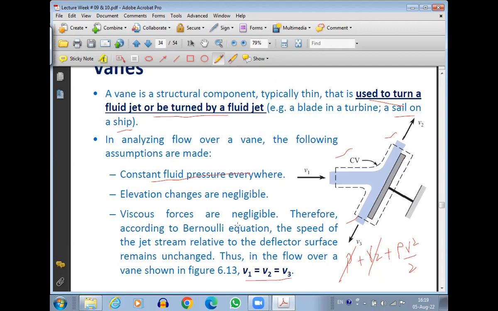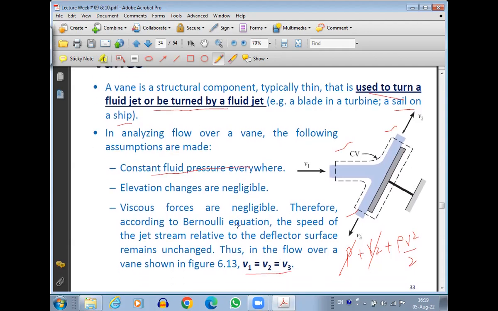Now this is one fundamental thing. For the case of vanes, V1 equals V2 equals V3. Whatever the fluid flow across the vane, it all has the same velocity. Whenever problems on vanes are given, you might have the velocity at one point in the vane, and at the other points the velocity might not be given. Presume that, for the case of vanes, the velocities are constant throughout.